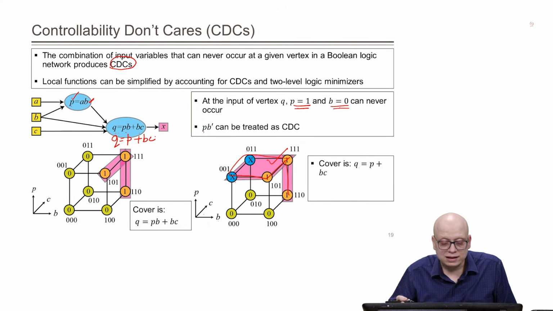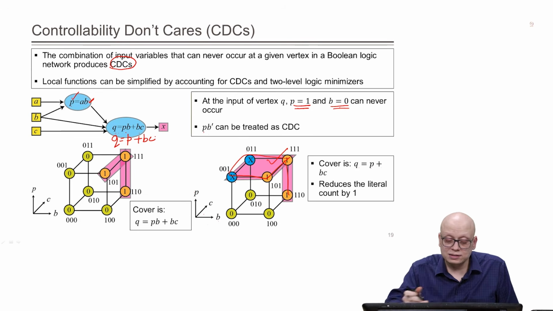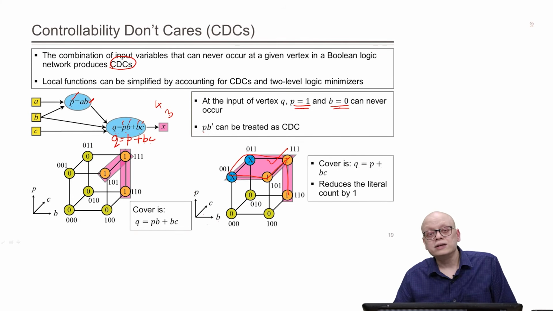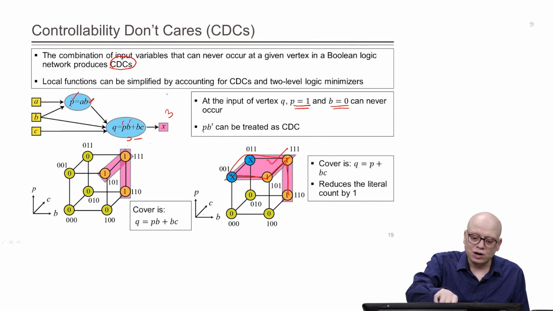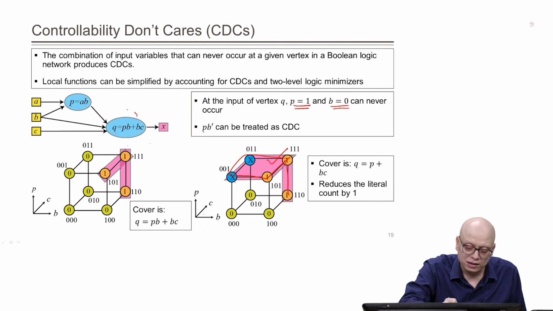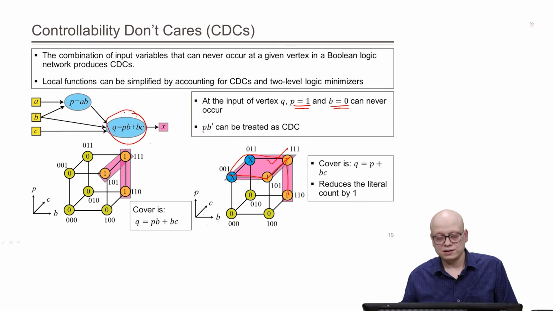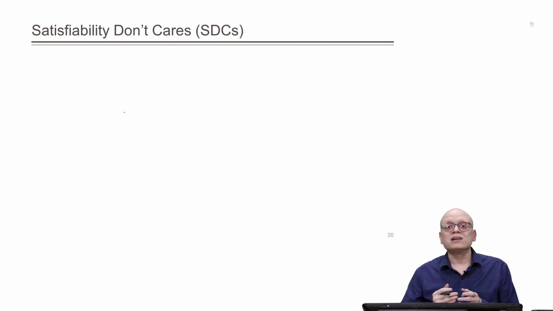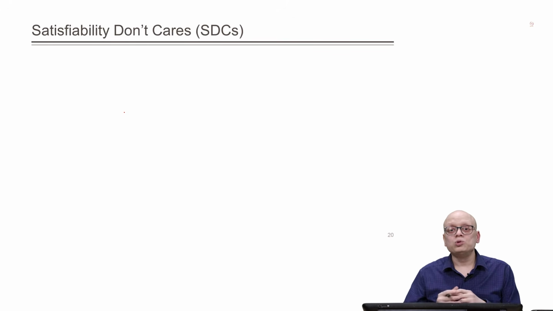Now, if we do that, what effect do we get? Initially we had 1, 2, 3, 4 literals, and now we have 1, 2, 3 literals. So, it reduces the literal count by 1. So, we have reduced the literal count in this network by employing the controllability don't care for this vertex. Now, in this case, it was easy to guess the controllability don't care condition. But in a large network, how will the tool get to know the controllability don't care?